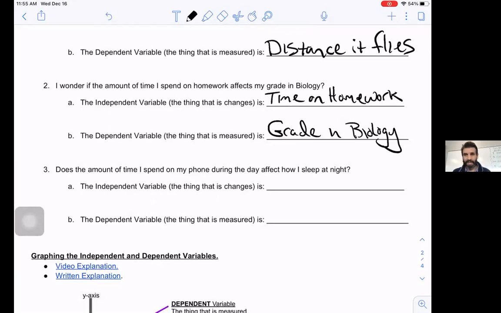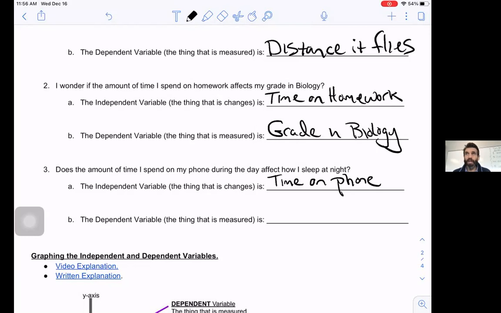So the thing that you could change, if you're doing this experiment on yourself, right? The thing you could change is time on phone. So maybe one week, you spend an hour per day on your phone, because usually the phone has some sort of tracker on it. And then maybe you say, okay, the next week I'm only going to allow myself 30 minutes, 15 minutes, and then maybe I'm going to go crazy and go without my phone for a whole week. And you would see how it affects how I sleep at night.